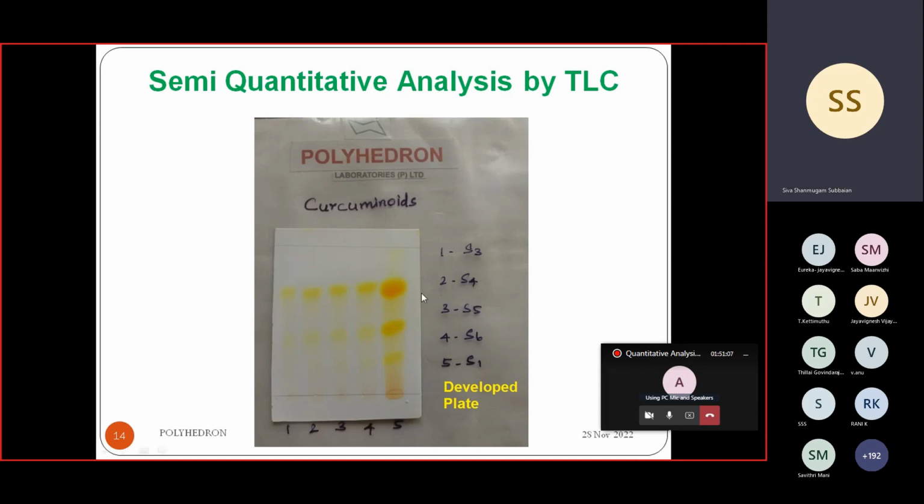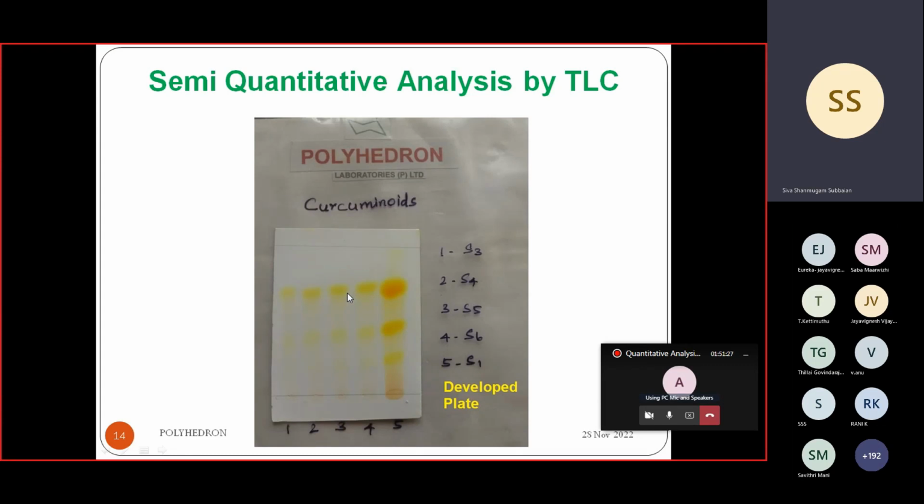So you can see three spots. The top one is because of the curcumin. Second is due to dimethoxy curcumin. Third one is due to the bis dimethoxy curcumin. And these are the lower concentration solutions which we prepared, 0.01, 0.02, 0.03, 0.04%.